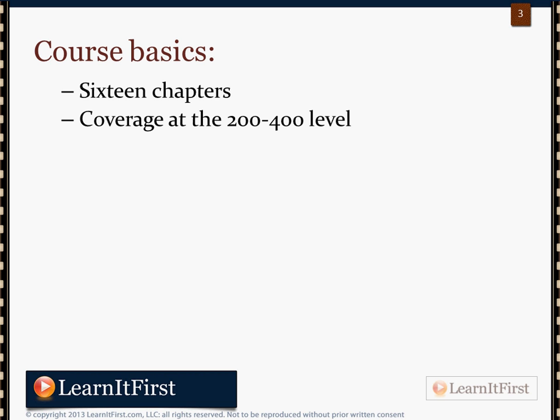I'll go over those in just a second. Coverage is at the 200 to 400 level, and let me explain what that means. I consider level 100 to be a beginner level, and level 500 then is an expert. So we fall sandwiched right in the middle. It's not a beginner course, and it's not a guru level course either.